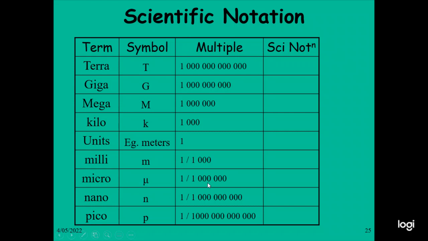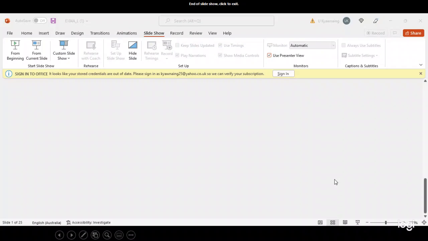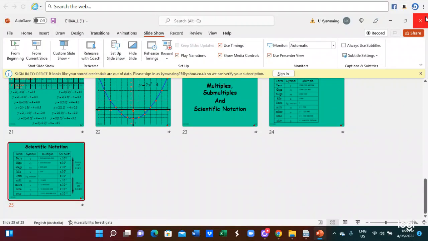So this is the way you can write scientific notation. This is the scientific notation for tera, giga, mega, kilo, unit, milli, micro, nano, pico. Some are higher and some are lower. Today's lesson is about the multiples and the scientific notation for the electrical trade.